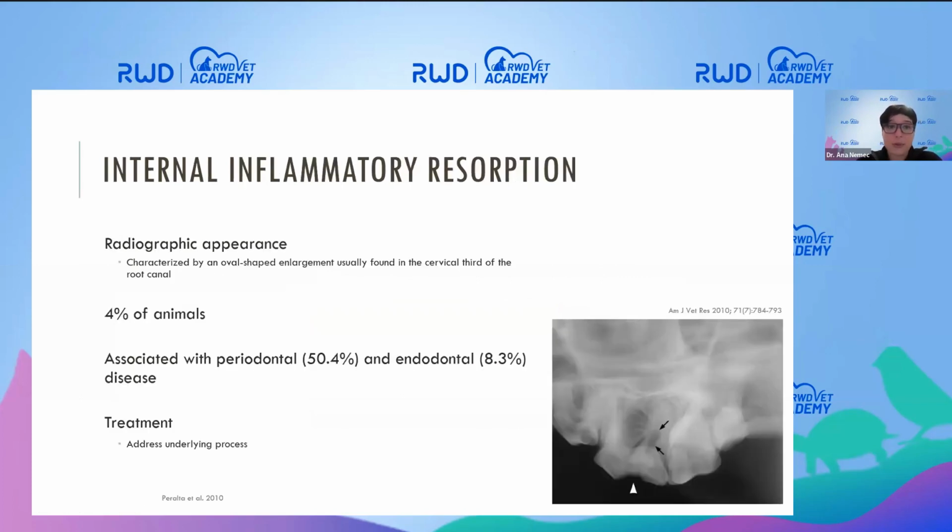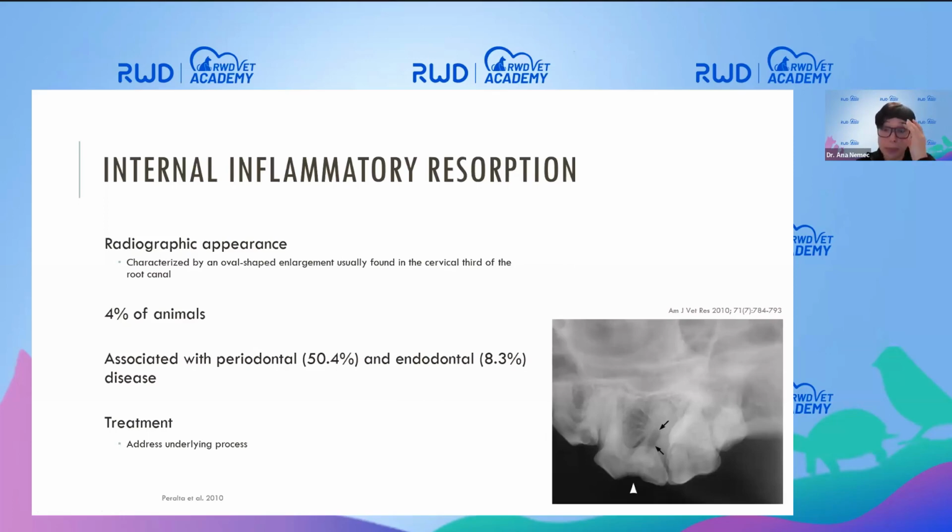Then internal types of resorption, internal inflammatory resorption. This is evident as a localized widening of the pulp chamber due to inflamed pulp. This tooth is fractured. We can see a fracture of the crown here. And this lesion is considered internal inflammatory resorption due to inflammation of the pulp, and this inflammatory process activating odontoclasts. The treatment here, again, we have to address the underlying problem. So this is mostly endodontic disease.